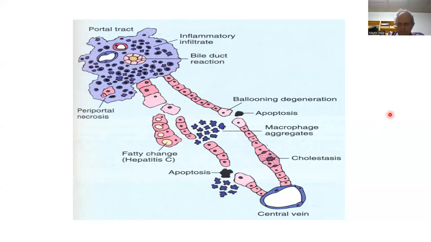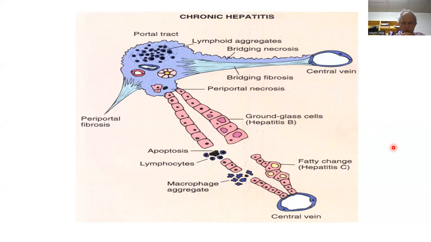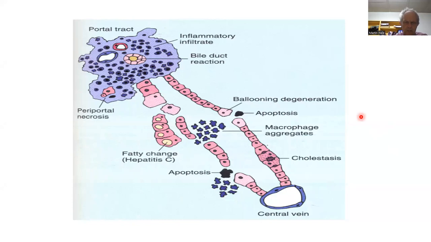Now, in chronic hepatitis, this is the picture that you get. So if we just remember this here, I just want you to take in your visual cortex a photograph of that slide, and then compare it with this.